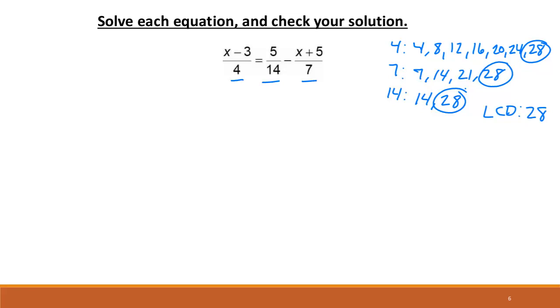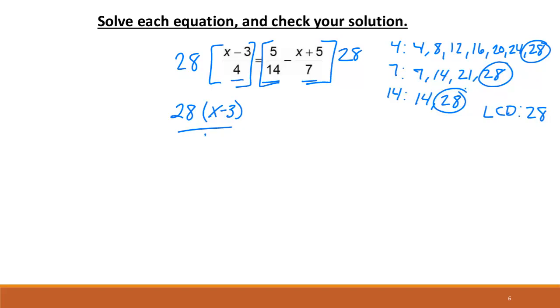So once I have my least common denominator, the next thing I'm going to do is multiply both sides by that least common denominator. So I'm going to multiply this side by 28 and multiply this side by 28. What's happening when I do that is on this side, I'm getting 28 times x minus 3 over 4.